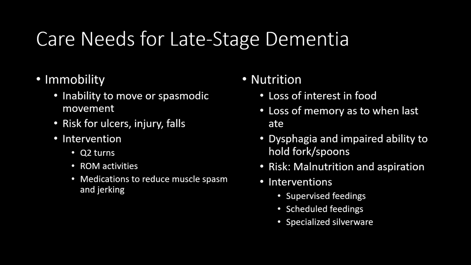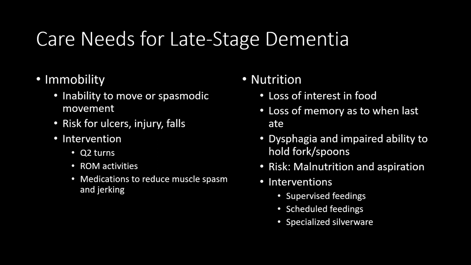Care needs and treatment for individuals with Alzheimer's disease includes all of the ones that we talked about with typical neurocognitive disorders, but with Alzheimer's in particular, we're very concerned for immobility and nutrition. With immobility, they may have the inability to move or use spasmodic movements. So this increases their risk for ulcers, injury, and falls. Our nursing interventions for this would be Q2 turns, range of motion activities, and medications to reduce muscle spasms and jerking.